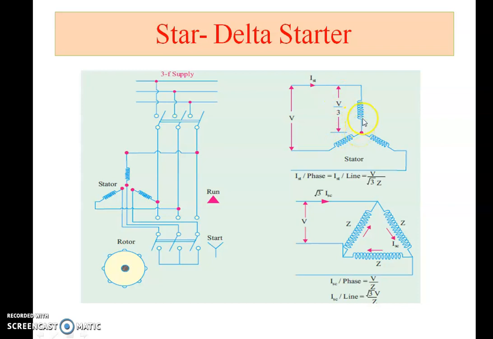Phase voltage is always responsible for the flow of the phase current. That means the current in the winding flows because of the phase voltage. Now, for star connected winding, the phase voltage is always less than the line voltage, and the relation between these two has a root 3 factor. Again, for delta connected winding, the phase voltage is always equal to the line voltage. So this is the basic relation between star and delta connections of any windings.